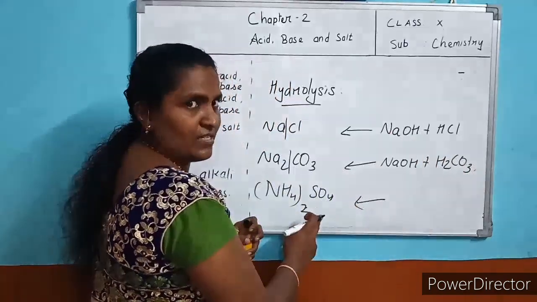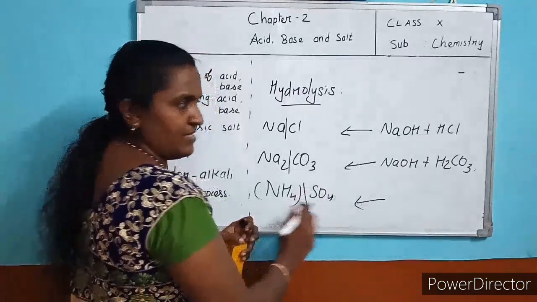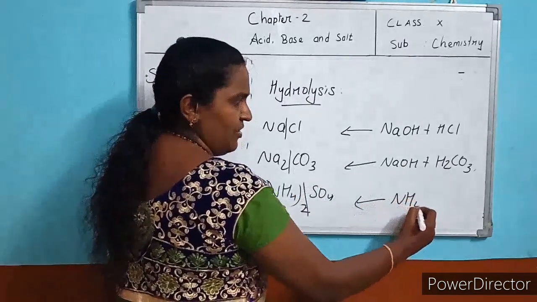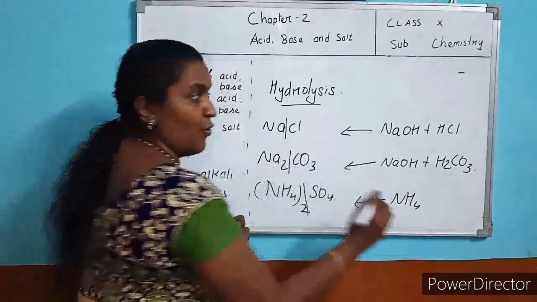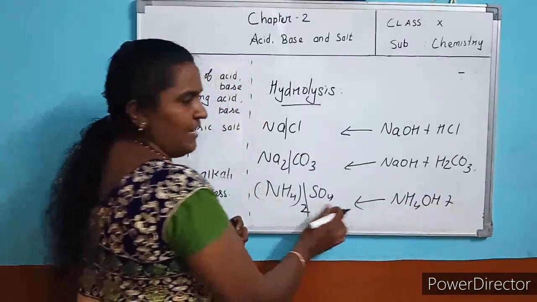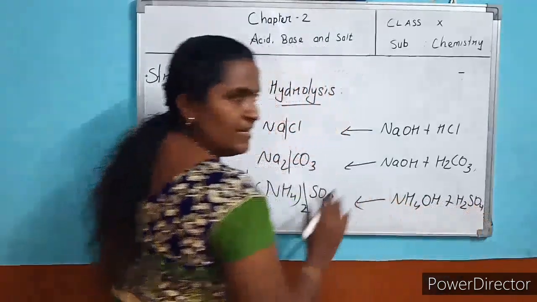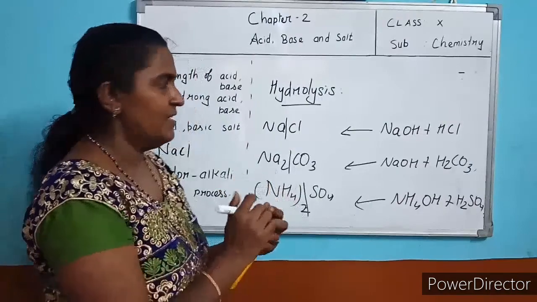This salt is formed from acid and base. First one is base. Which base? Ammonium. This is a base, no? To this you add only OH. Which is acid? Sulfuric acid. Clear? This much you are clear?